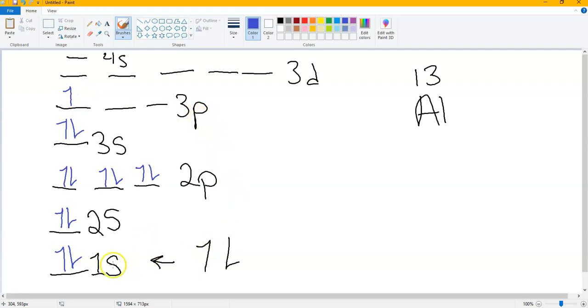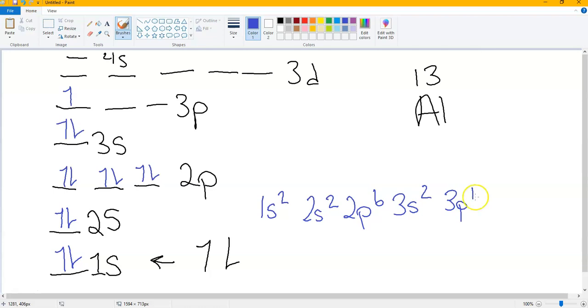So when I write out my electron configuration, I write 1s2, because I have 2 electrons in there, 2s2, 2p6, 3s2, and 3p1. And that is the ground state electron configuration for aluminum.